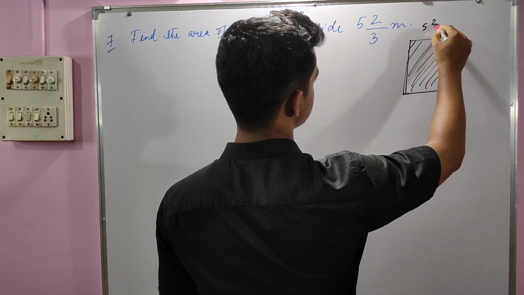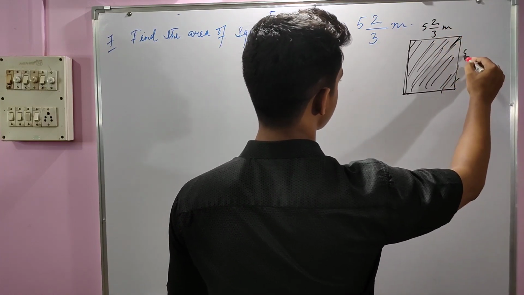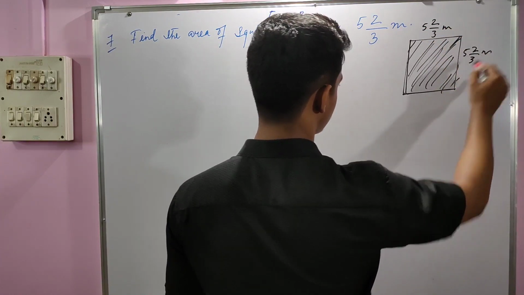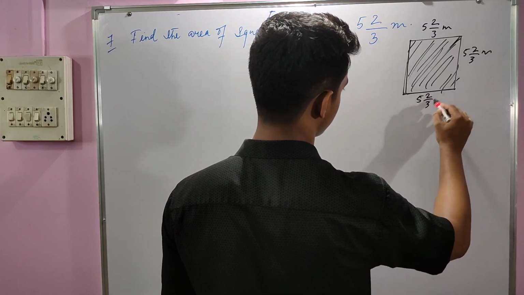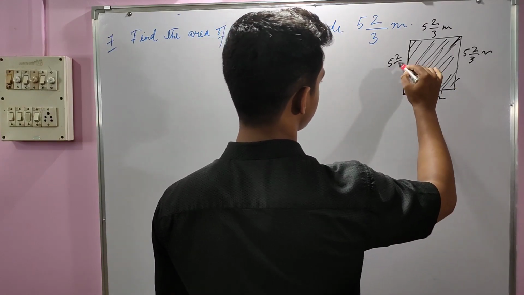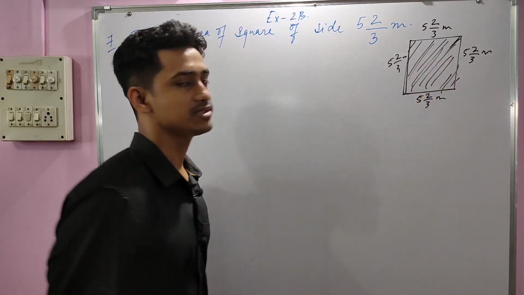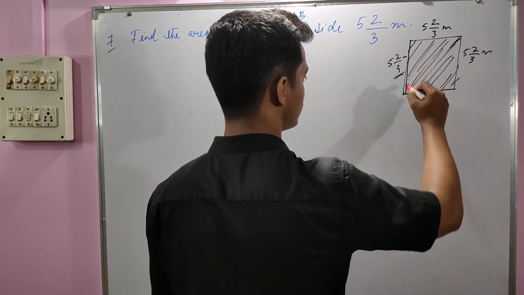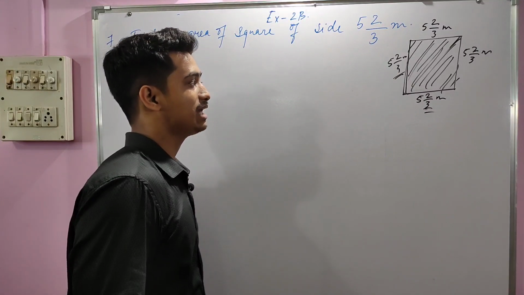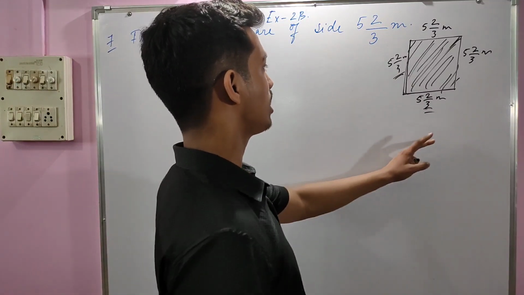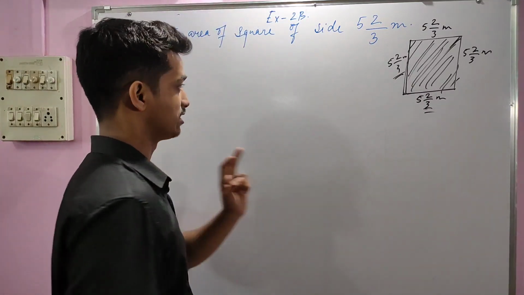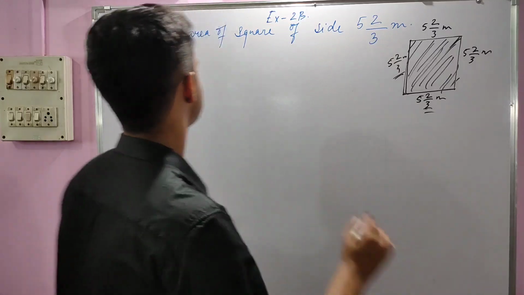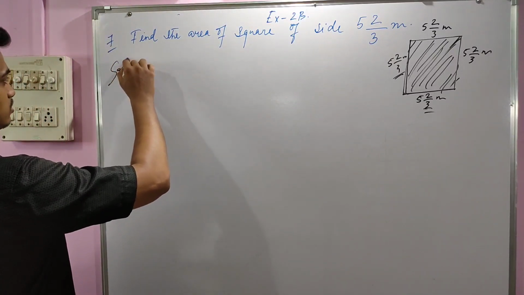So here in the case of a square, all the sides are the same. Basically 5 2/3 meter, 5 2/3 meter, 5 2/3 meter and 5 2/3 meter, right? All the sides are the same. So what we have to do, we just multiply this side with this side. So whatever the answer is, that is the required answer for question number 7. So how do we write it? Let's see. Solution.